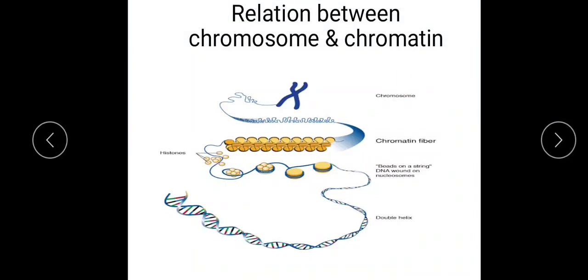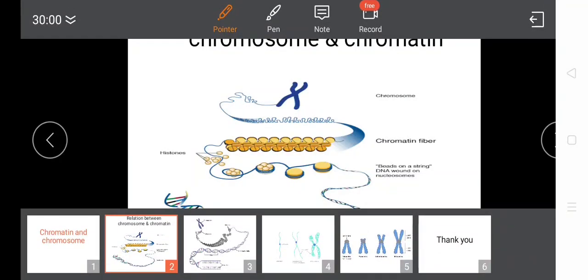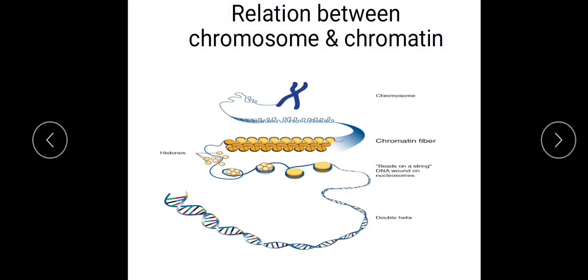First, let us see what is the relation between a chromosome and a chromatin. In this figure, you can clearly see how a chromosome is derived from a double-stranded DNA. Here, you can see this is the double-stranded DNA. This double-stranded DNA helix combines with some of the proteins. These yellow colored proteins you can see here.